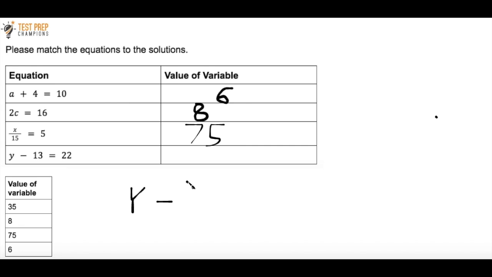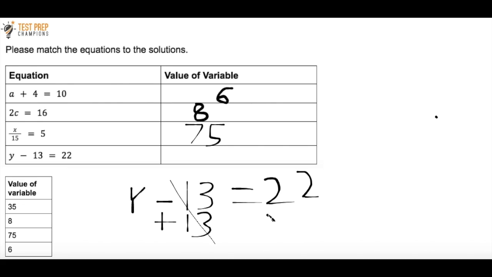So we have y minus 13 equals 22. So basically, it's the same strategy here. We want to get the y by itself. So I have y minus 13, and the opposite of minus is plus, or addition. So what I want to do to get this y by itself is add 13, and of course, whatever I do to one side, I also have to do it to the other.